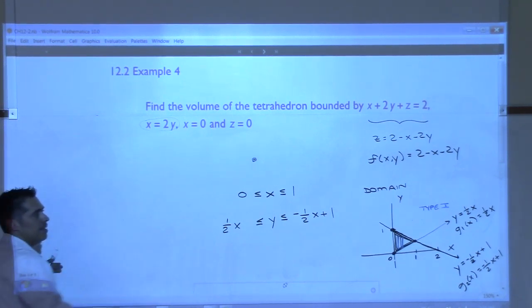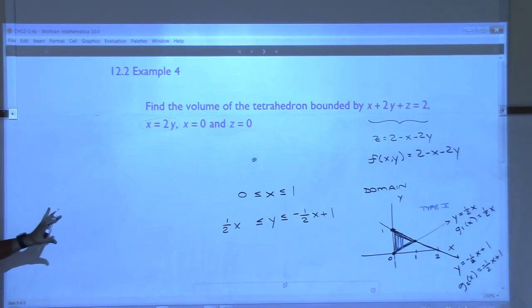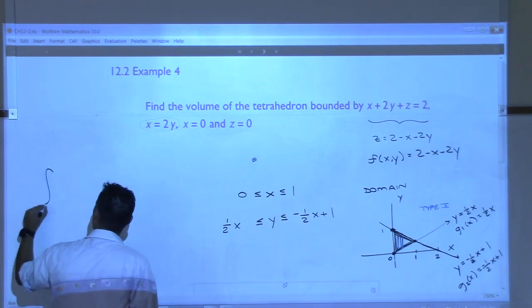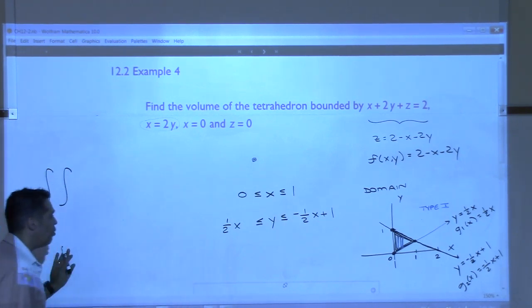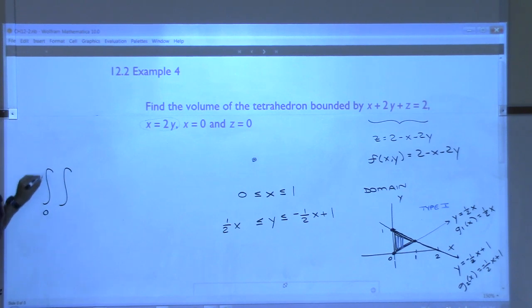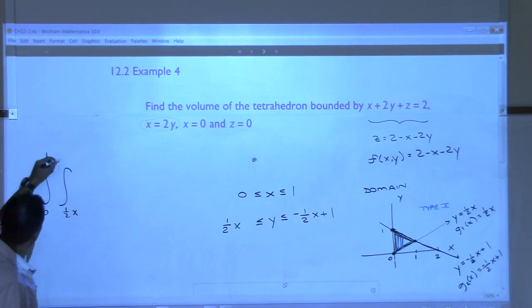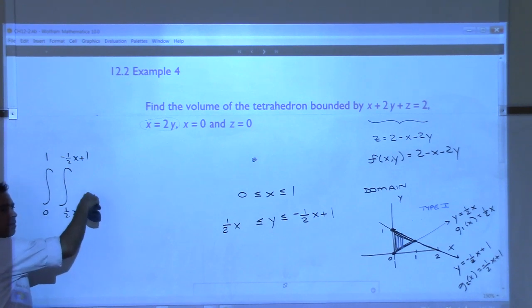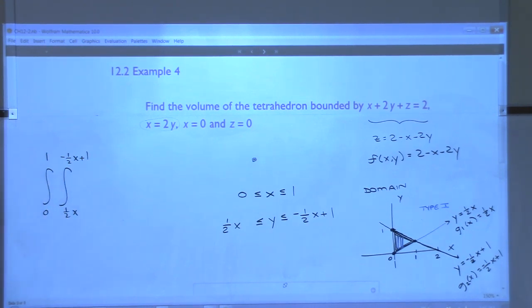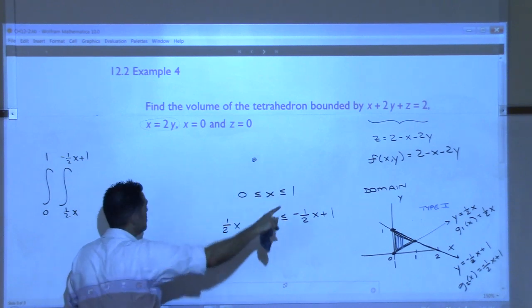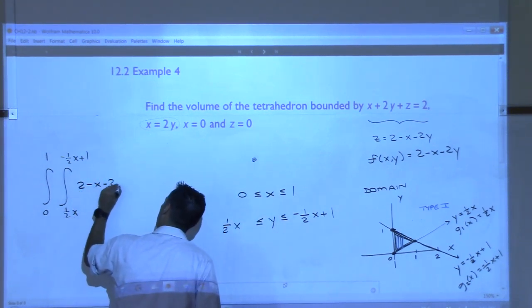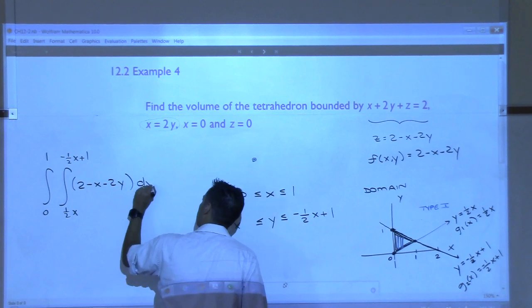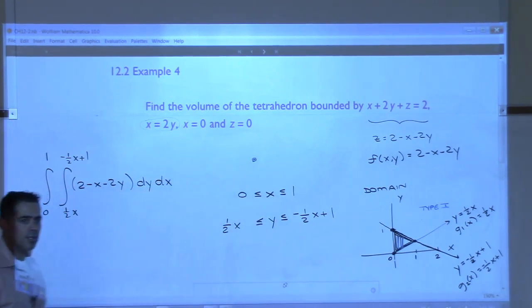You see what I mean by, this is the part that the human needs to do, right? And then the computer can do the double integral for us. Okay, so we're going to go double integral. All right, this is type 1, so I'm going to go restrictions on x first, and then restrictions on y. My integrand is going to be the surface that I'm looking below, which is that plane equation solved for z. And my order of integration is dy first, and then dx.